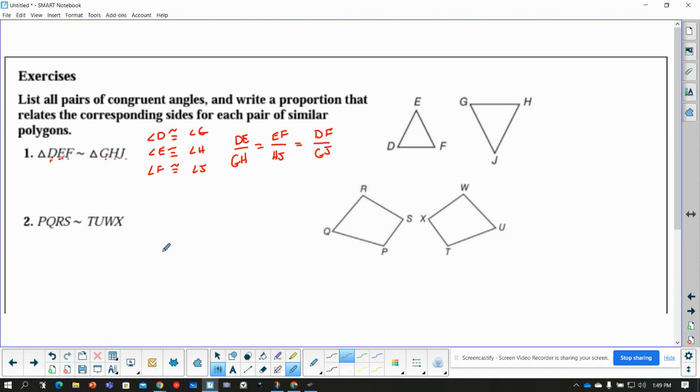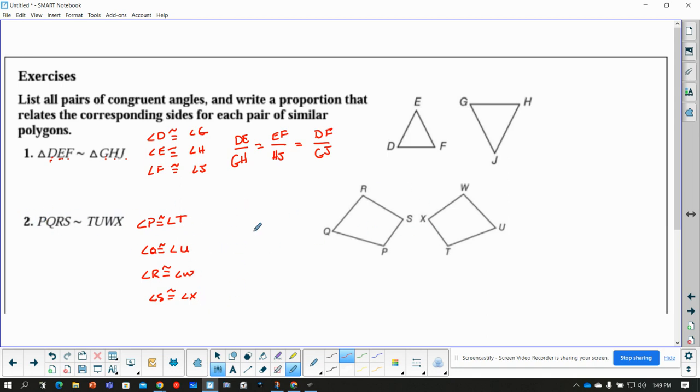In fact, we'll do the same thing with this one. Let's see if you got it right. You should try it first. Maybe you should pause the video, try it, see if you can get it right. Although this is pretty simple, isn't it? Angle P congruent to angle T, angle Q congruent to angle U, angle R, third one that's mentioned there, congruent to angle W, and the last one, angle S, congruent to angle X. PQRS, TUWX, right?